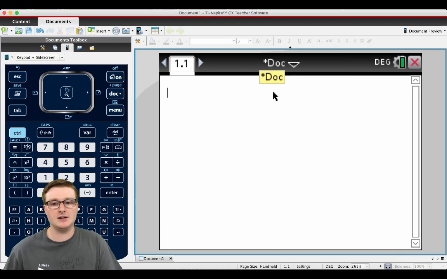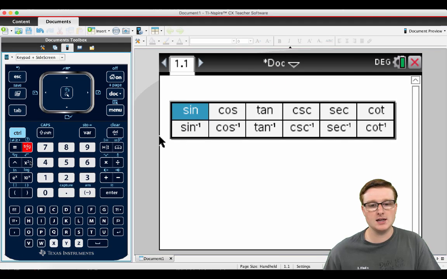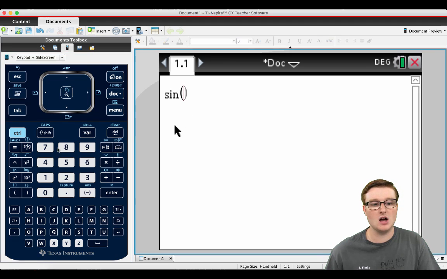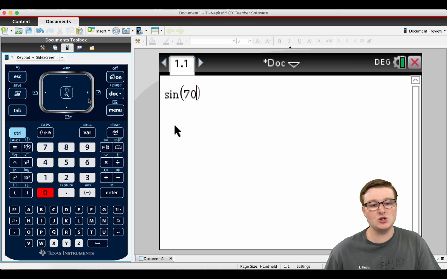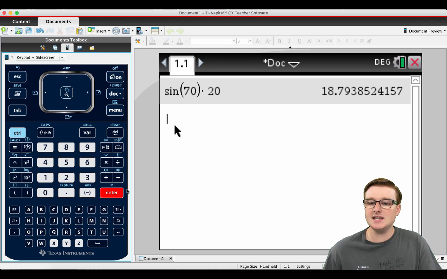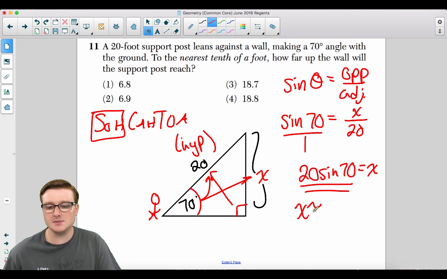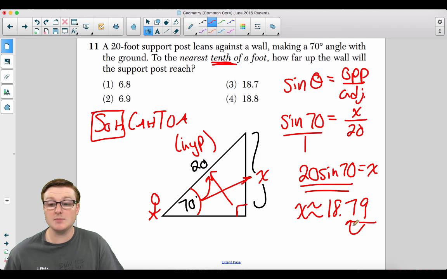So I go to my calculator, and I click on trig, and I click on sine of 70, and I'm going to multiply that by the number 20. Your answer is 18.79. So x is approximately equal to 18.79. It says round to the nearest tenth, so that 9 is going to bump the 7 up to 8. So that's why number 11 is going to be choice 4.